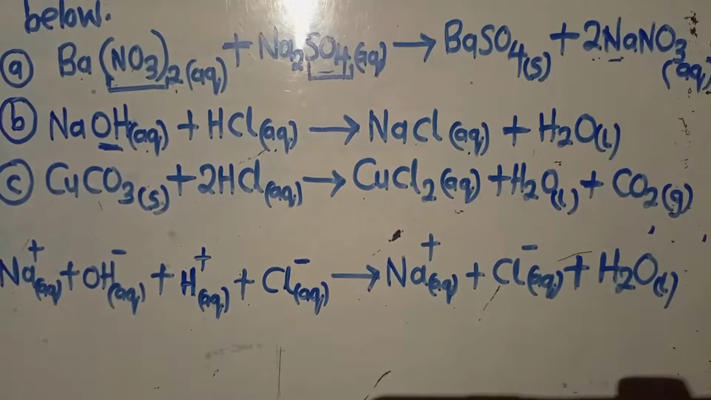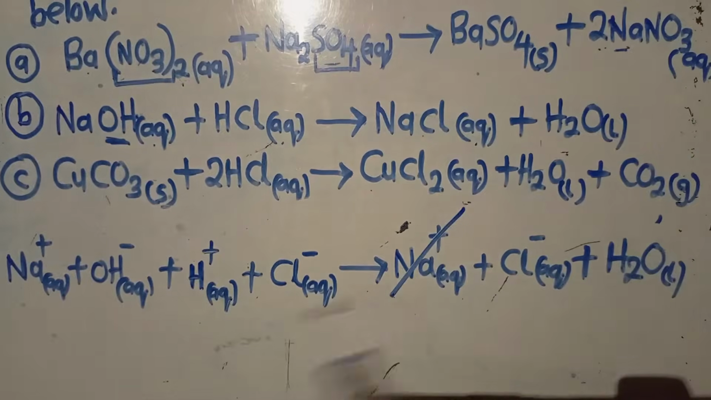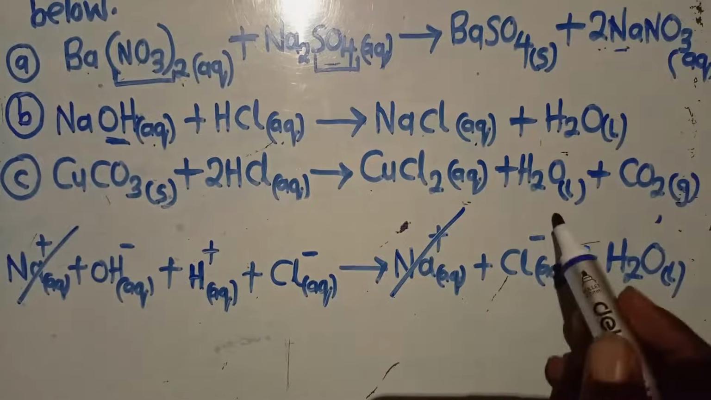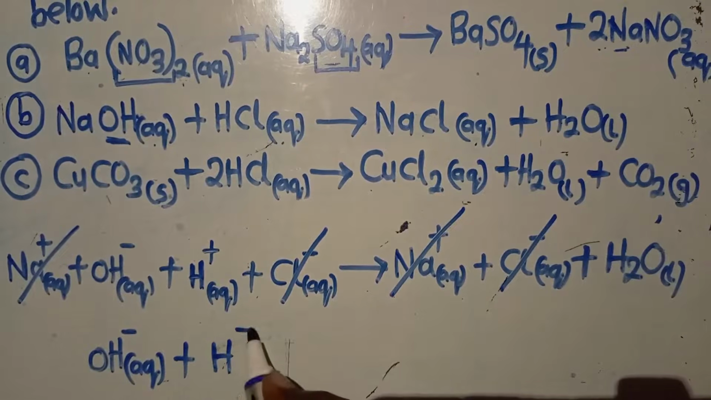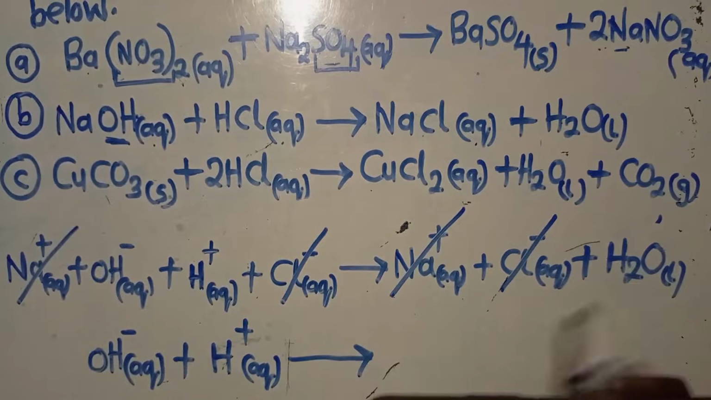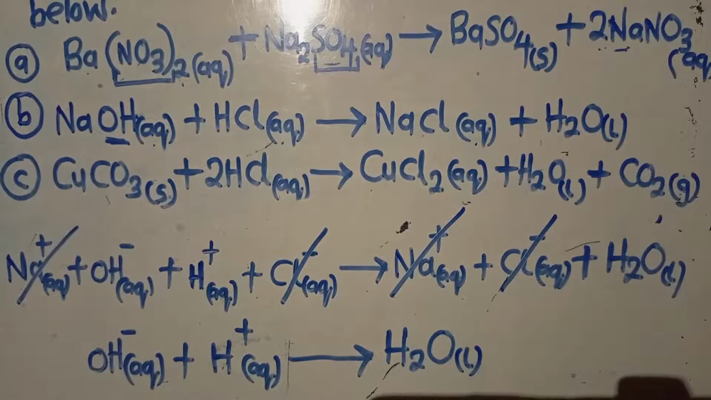So it is here now where I'm going to cancel out what is common on this side and the other side. There is sodium here, there is sodium there. There is chlorine here, there is chlorine there. So what have I remained with? I've remained with OH negative aqueous, plus hydrogen plus aqueous, giving us this one that is here, which is water. So this is an ionic equation, liquid like this. This one that I've written here is an ionic equation.